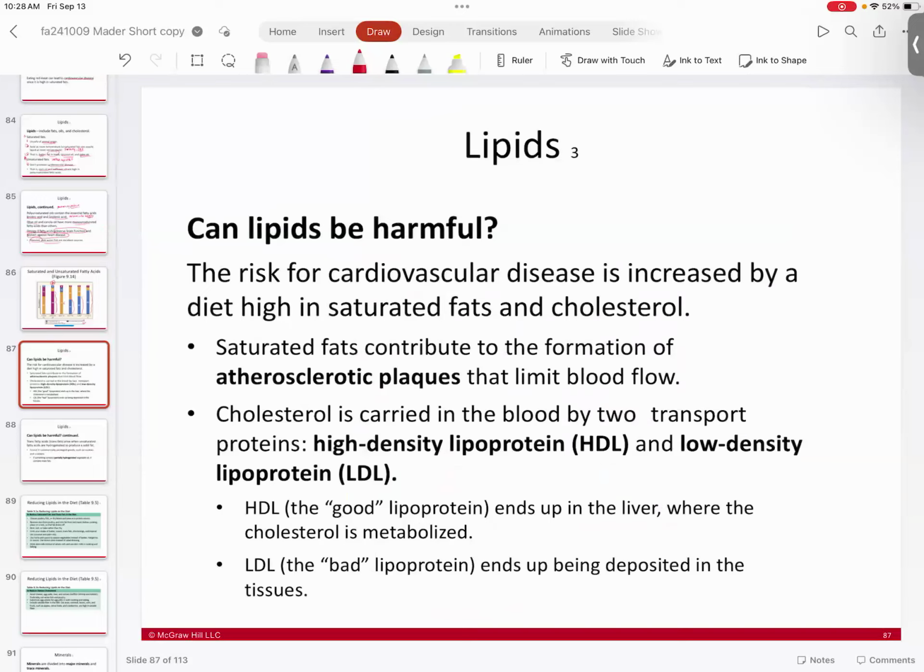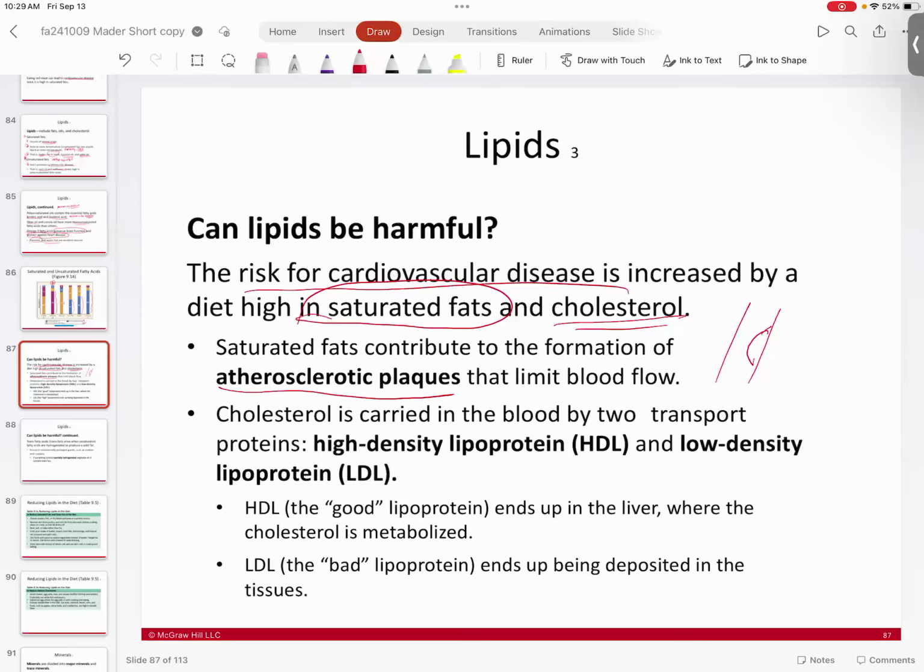Can lipids be harmful? Of course, the answer to that is yes, because they are a risk for cardiovascular disease, especially if they're increased in our diet, especially if they're in the form of the saturated fats and cholesterol, right? Because if you have a lot of saturated fats, basically that's going to add to hardening of the arteries, which is atherosclerotic plaquing, which will limit blood flow. Basically, what will happen is the plaques will essentially start to build up in your bloodstream, which will start to occlude blood flow.